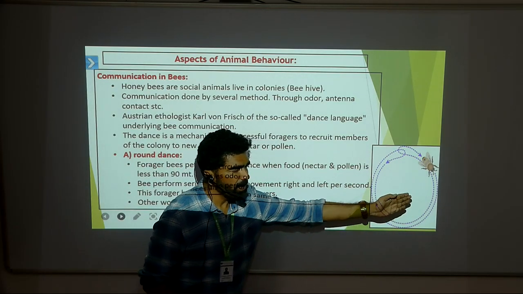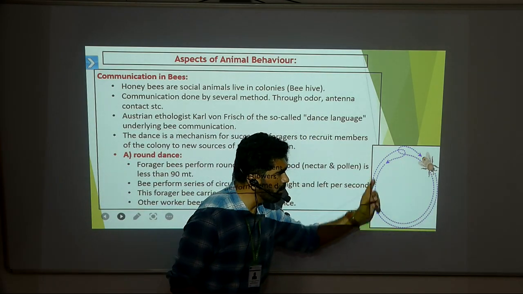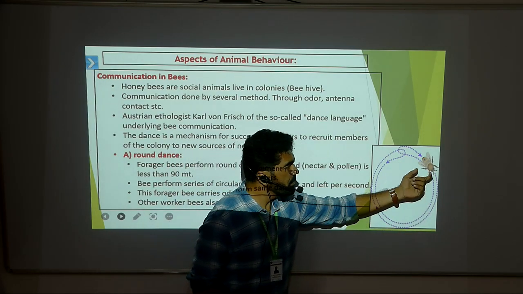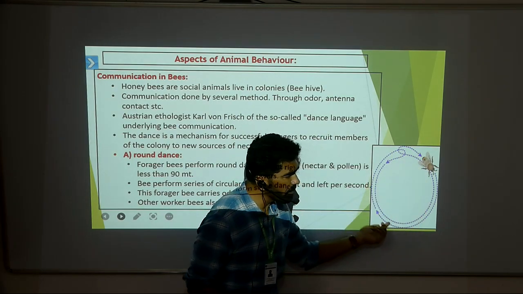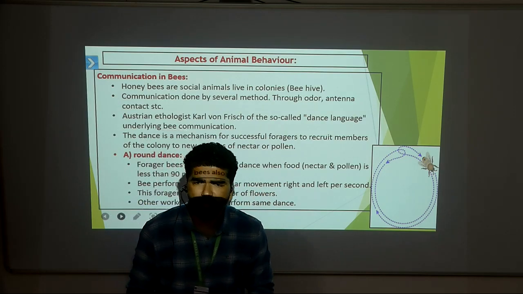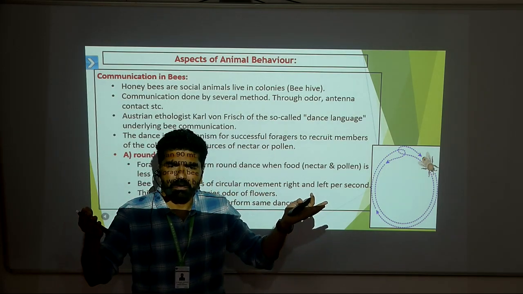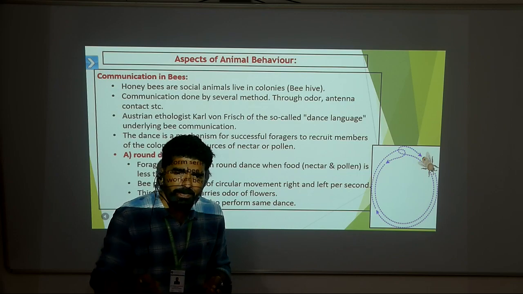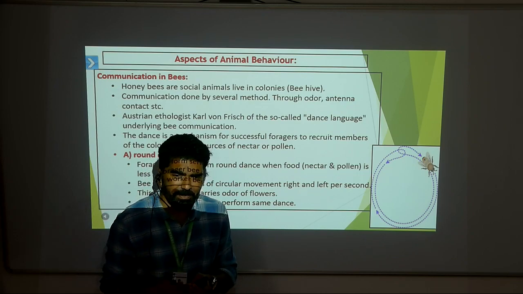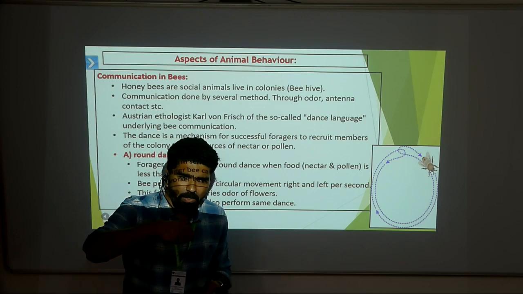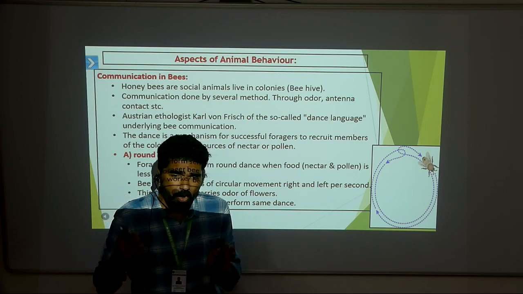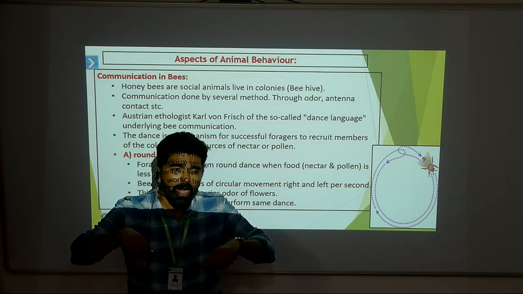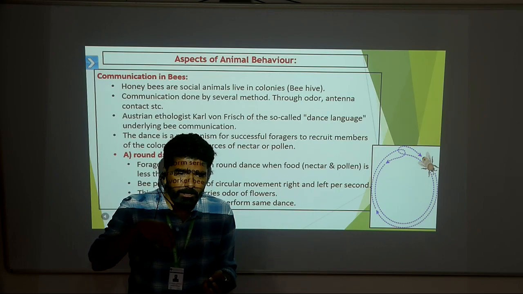The bee performs a series of circular movements, right and left, per second. This forager bee carries some odor of the flower, and other worker bees also perform the same dance, because thousands of honeybees are present there. The worker bees want to collect the nectar, so all the other bees observe the dance of that one foraging bee, and they start performing the dance.